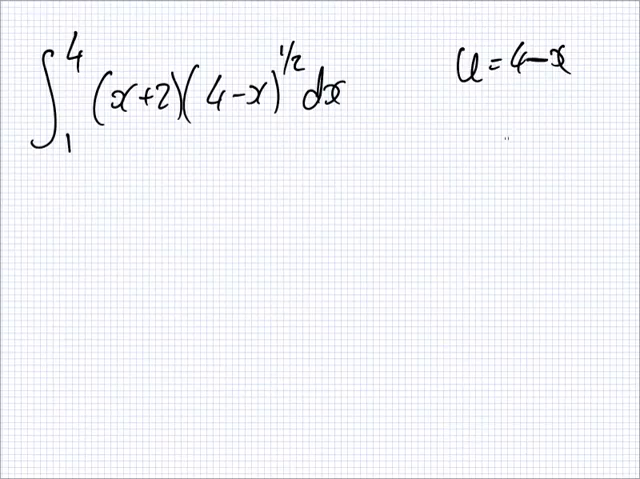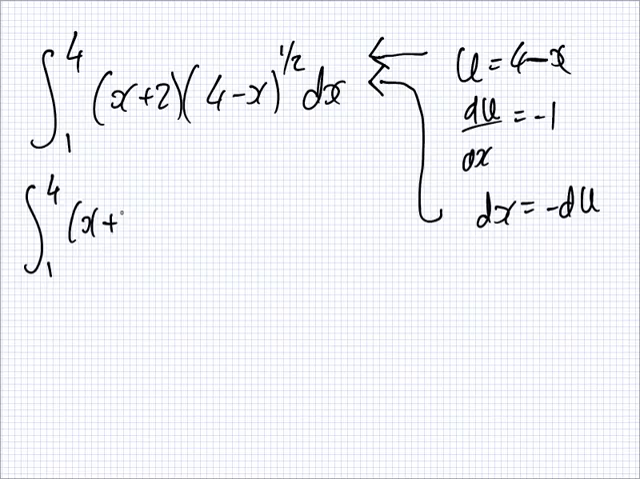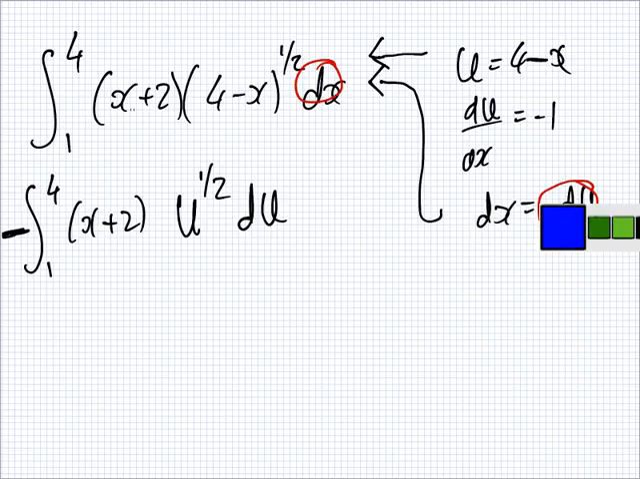They give you the u. So what does du/dx equal? Minus 1. So dx equals minus du. So we can put that and that back in. So this becomes the integral of x plus 2. What does this become? u. And what does this one become? Minus du. So I'll put the minus out here. So I replace the dx with minus du, and I also replace the 4 minus x with u.